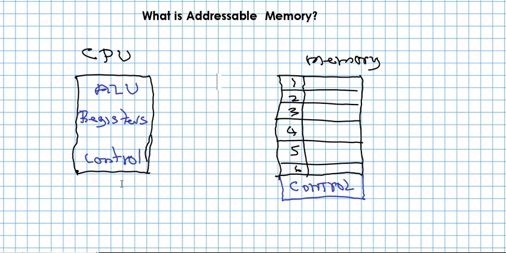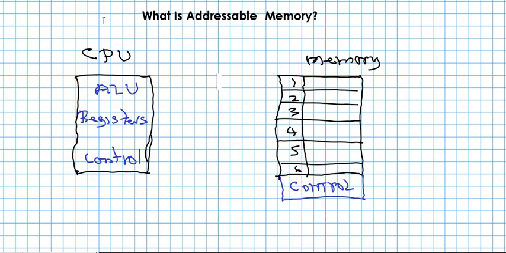I just wanted to break down the idea of addressable memory and how that actually works. I'm going to go through this quickly so you can get the idea. Basically, in order to get data from memory, you have to address it. So the CPU is going to send an address to the memory, and then the memory will give up the data that's contained in that memory location. Let me just show you what I mean by that.